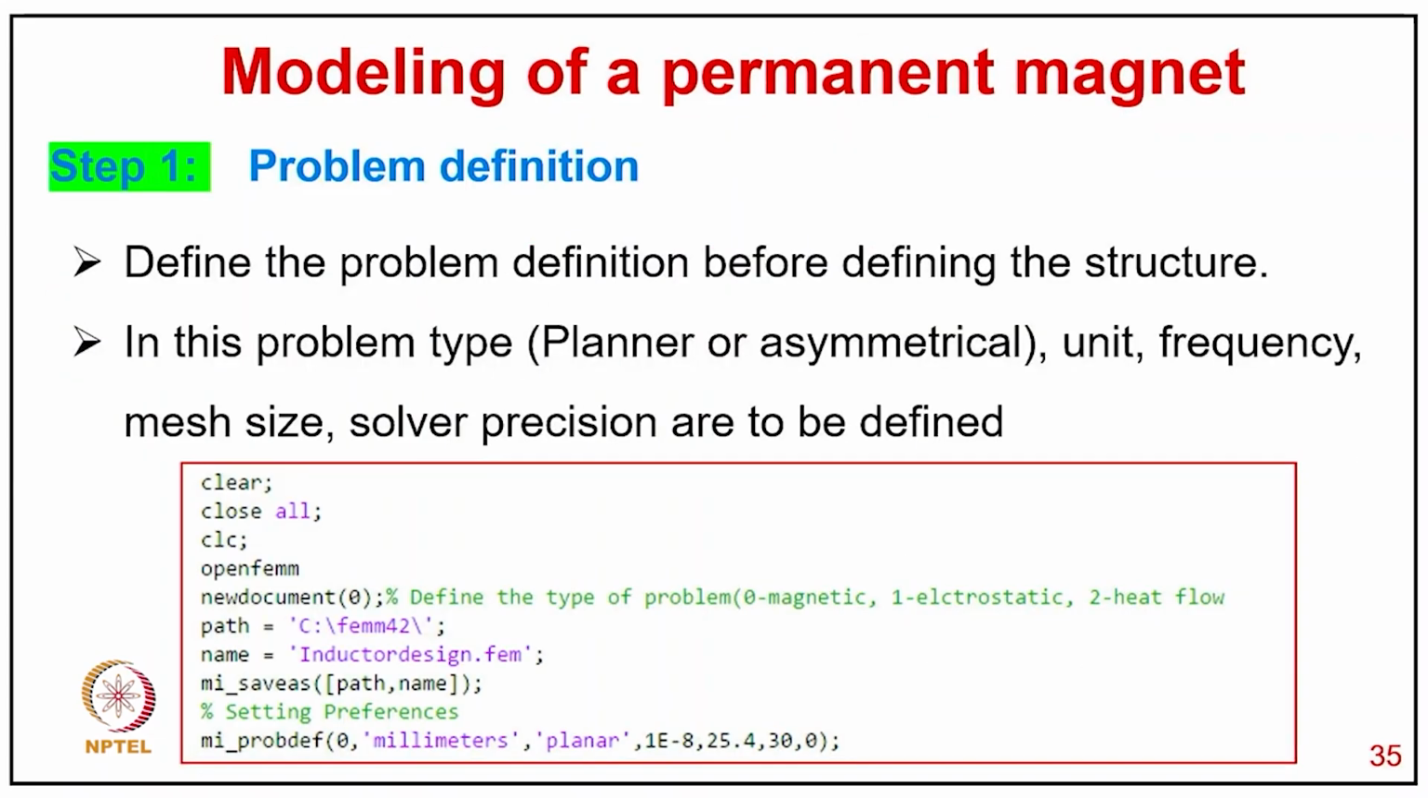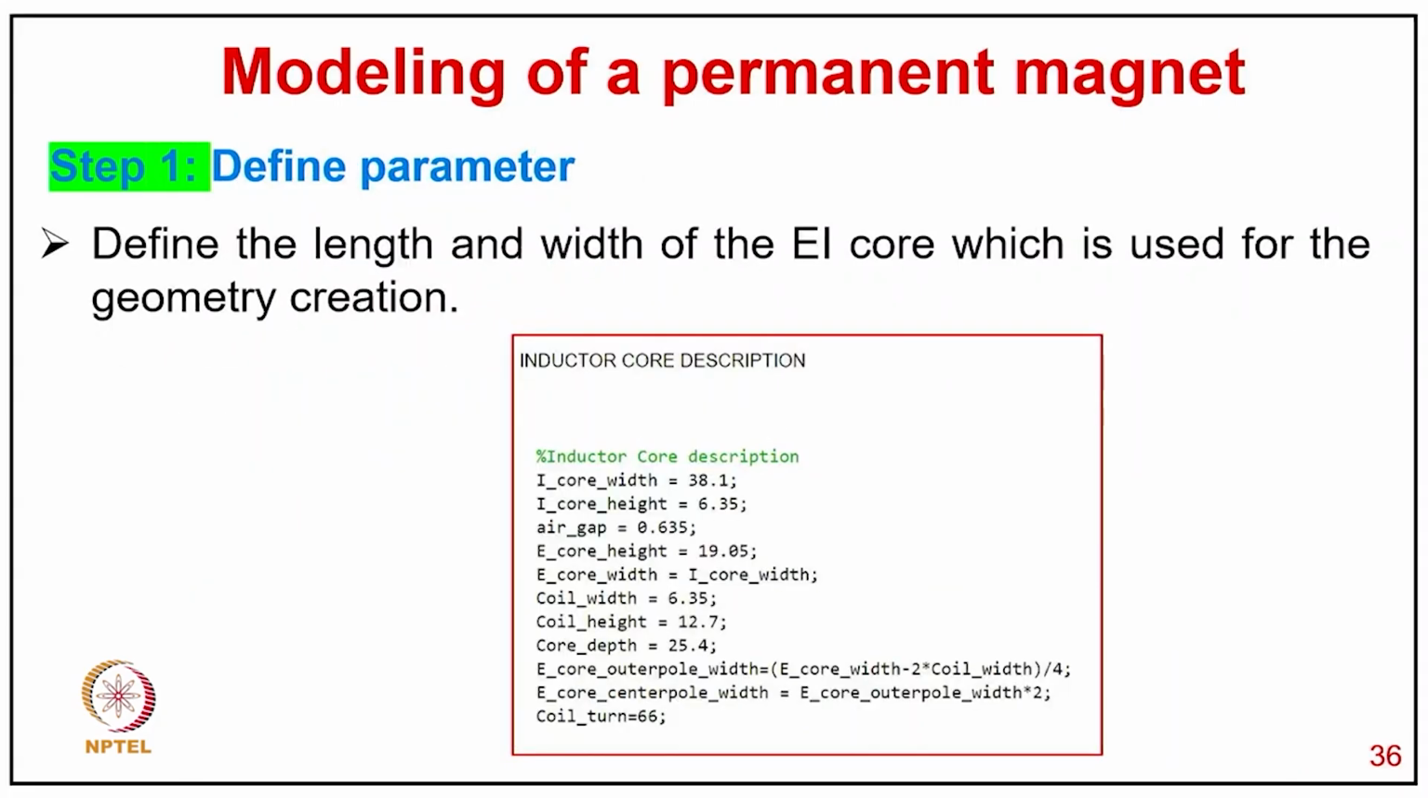And now step 1, problem definition. Define the problem definition before defining the structure. In this problem, planar or axisymmetric, the unit, frequency, mass, size, and solver precision are to be defined. And these are typically the code with the instructions given in the box. And then define the length and width of the EI core, which is given in the geometry. For this purpose, there is typically code given here.